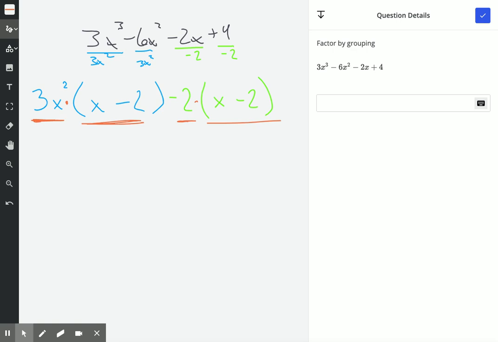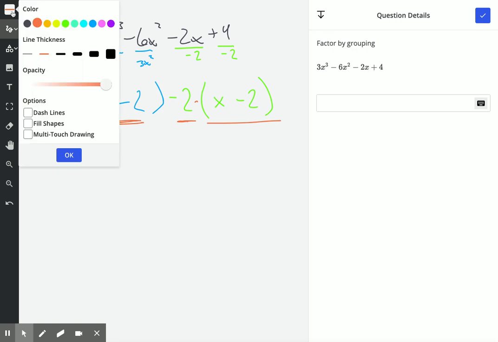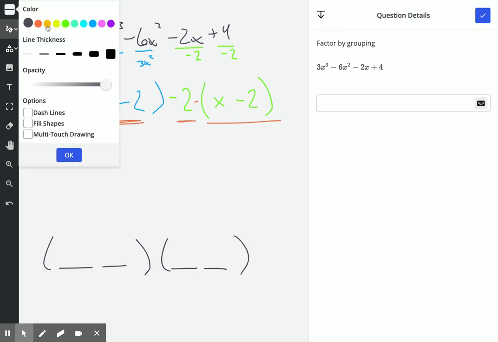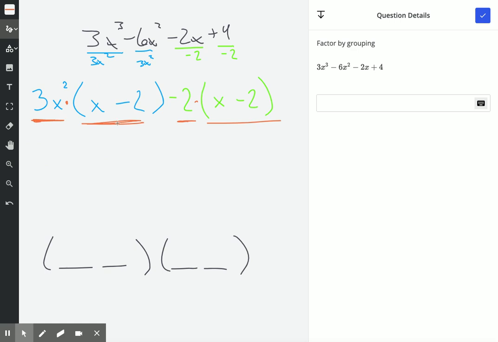Well, yeah. Do you see the parentheses match? Now, when you're factoring by grouping, your parentheses are always going to match. If they don't match, you've got to back up a step. You probably did something wrong. So they both have an x minus 2. Now, recall, my answer is going to be some binomial times some binomial. So it turns out that one of these binomials is going to be the one in common. So x minus 2.